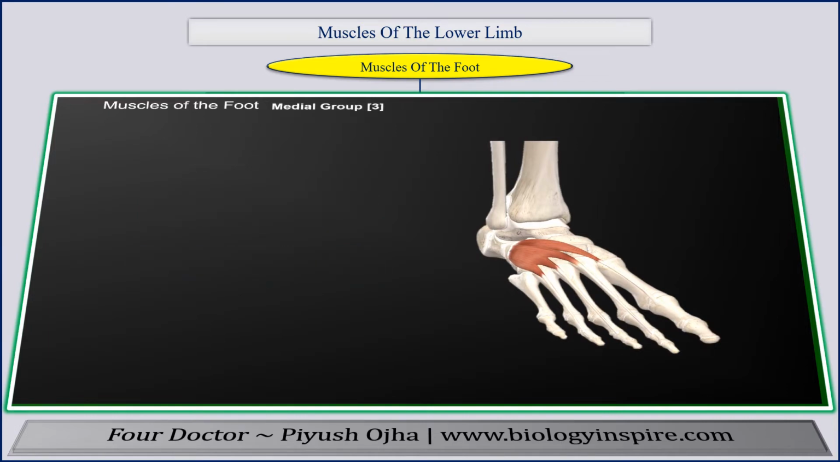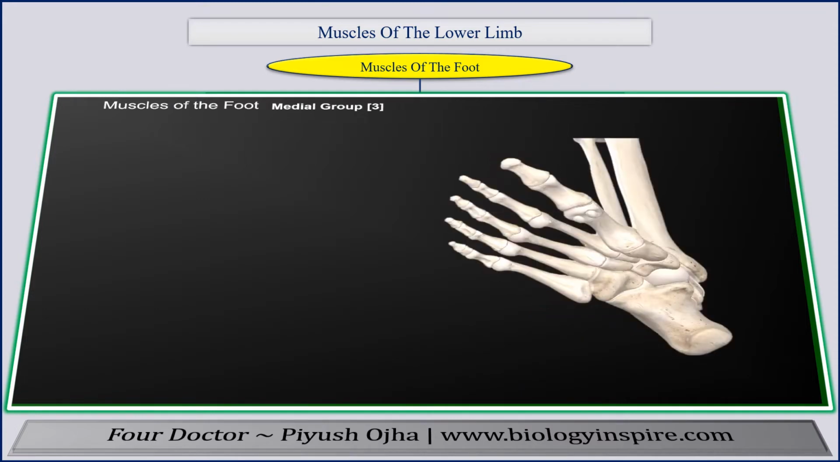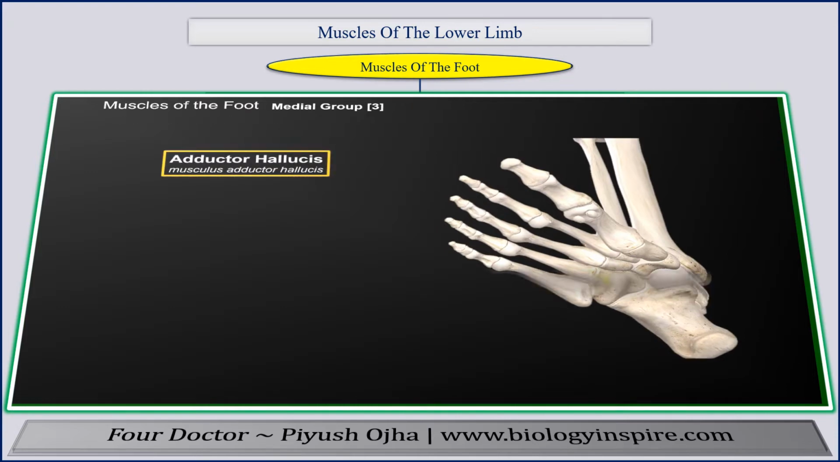Now let's do the medial group of the foot. So let's look at it medially. All of these muscles are innervated by the tibial nerve. So the first muscle is the adductor hallucis, as you see here.